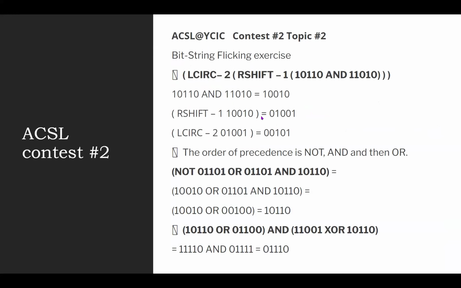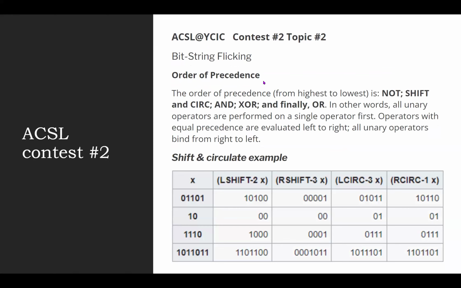Okay, so now we're going to look at some examples that will be similar to the test. We also have to do order of precedence. This is kind of like PEMDAS in math, which is the order of operators you do first before the other ones. So the order of precedence is not, shift and circulate, and, XOR, and OR. And for shift and circulate, it's whichever one is on the very left.